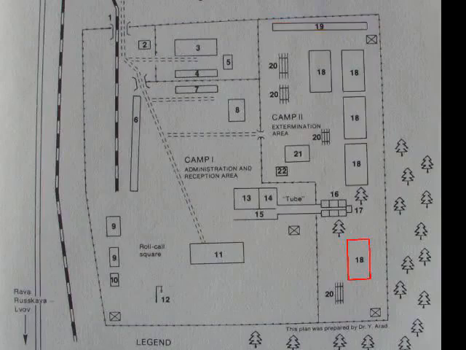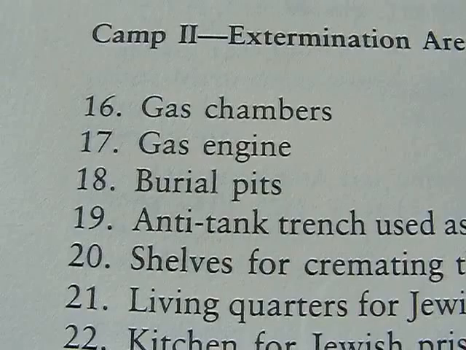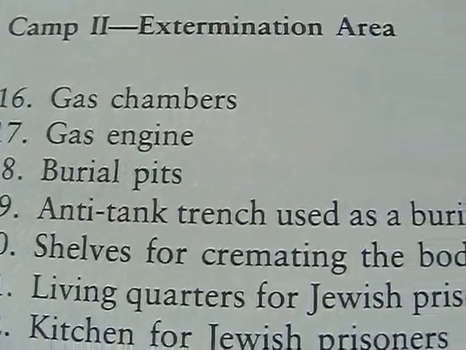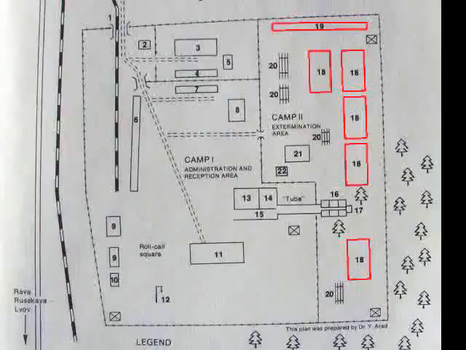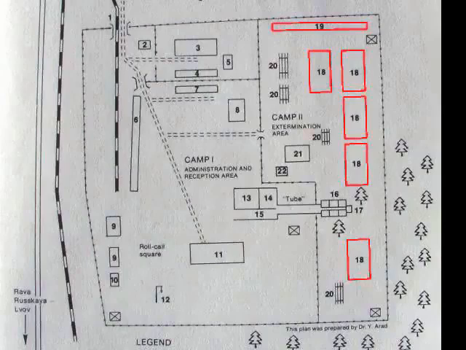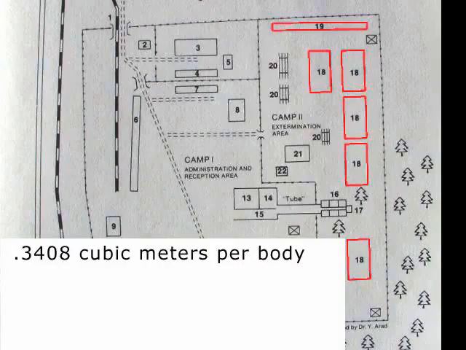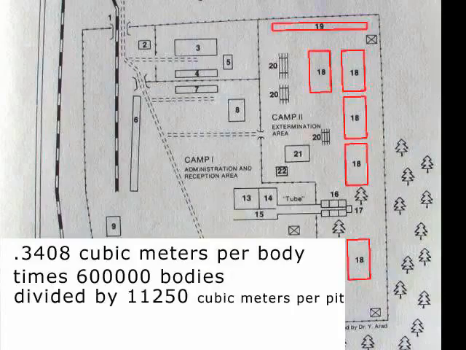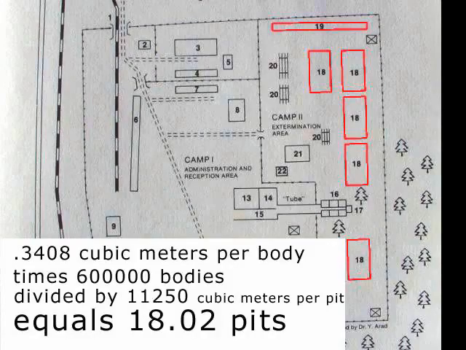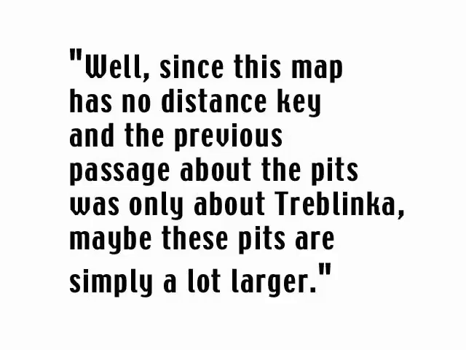And we see there's 1, 2, 3, 4, 5. The long one at the top is described as anti-tank trench used as a burial pit. So we'll say that's one more to get 6 total burial pits. The problem is that there should be 18. We'll make a little space and look at the math. 0.3408 cubic meters per body times 600,000 bodies divided by 11,250 cubic meters per pit, that's the size of one pit, equals 18 pits.